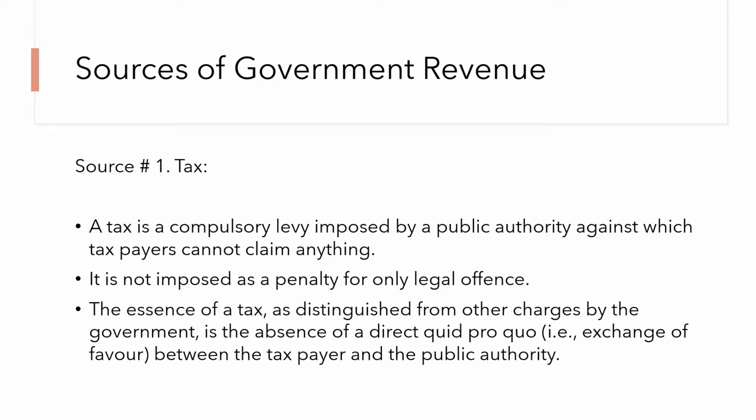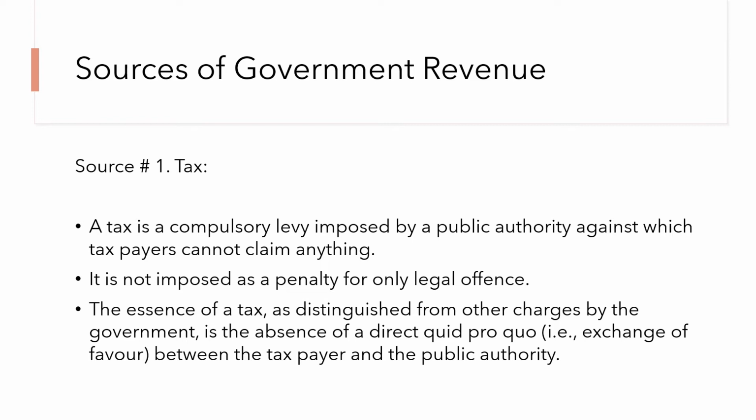First is tax. As we have already said, a tax is a compulsory levy imposed by the public authority against which taxpayers cannot claim anything. You cannot say that you won't pay the tax, because you are supposed to pay it, and this is a compulsory levy. You can see that many people are evading tax, but this is not permissible, and tax evasion is considered an offense, liable to punishment. If you evade tax, you would get punishment, right?